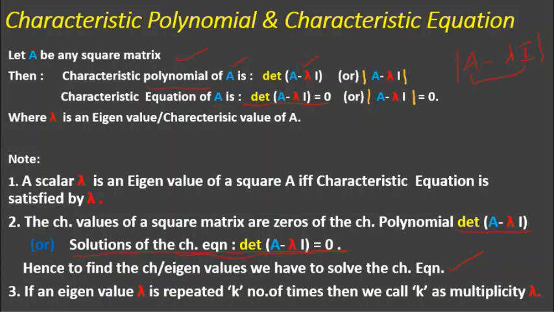The next point is, if an eigenvalue lambda is repeated k number of times, then we call this k the multiplicity of lambda. That means when you find the characteristic values, some values may get repeated one time or some values may get repeated two times, like that. Then the number of times it is repeated is called the multiplicity of the characteristic value.